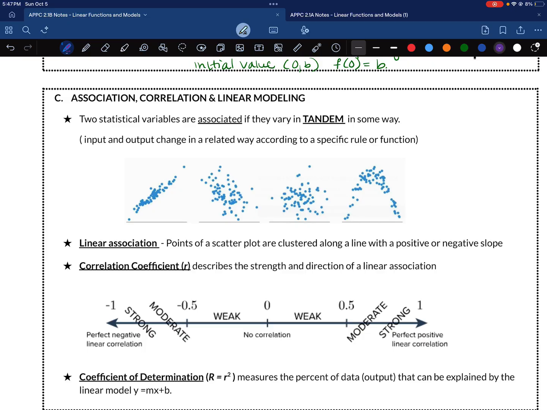We study two different variables, and we would ask, are they associated? Does one change as the other one changes? So we're saying that they vary in tandem in some way, but we haven't really decided what that way is. Usually the independent variable is our x value, and the dependent variable is our y value. How are those related to each other? One of the first things that we usually do when we're trying to make a decision like this with real data is we create a scatter plot.